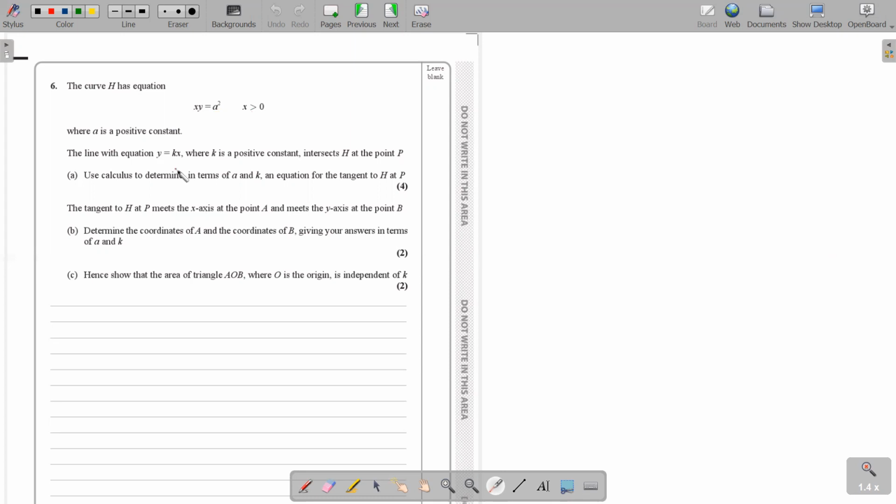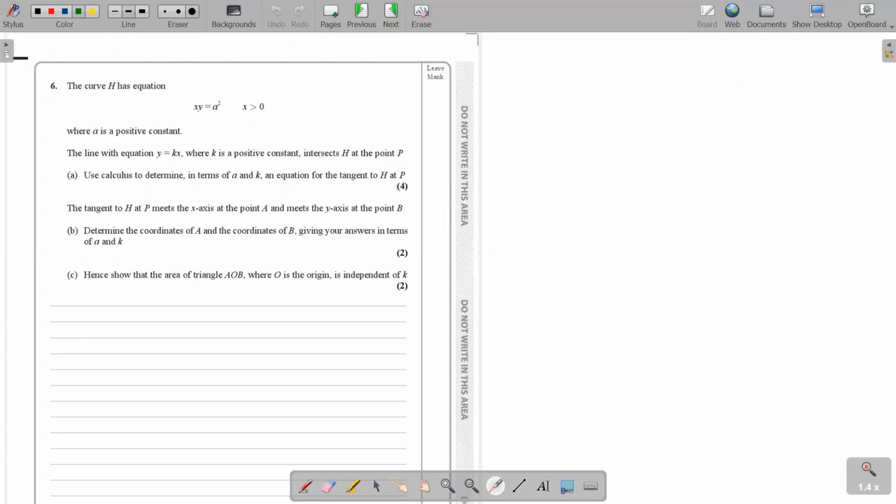The line with the equation y equals kx, where k is a positive constant, intersects H at the point P. Use calculus to determine, in terms of a and k, an equation for the tangent to the hyperbola at the point P.